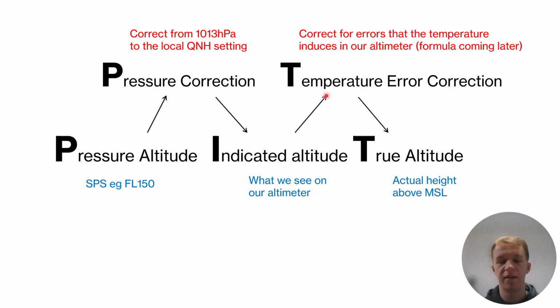And next to that, we have our temperature correction. Our temperature correction is going to correct between indicated and true altitude. This is because, like I said, our altimeter never is really spot on unless we have perfect ISA conditions. Therefore, the temperature induces some errors in our altimeter, and we use a formula to calculate this error, coming later. So that's the basis of what we're going to be doing to convert.